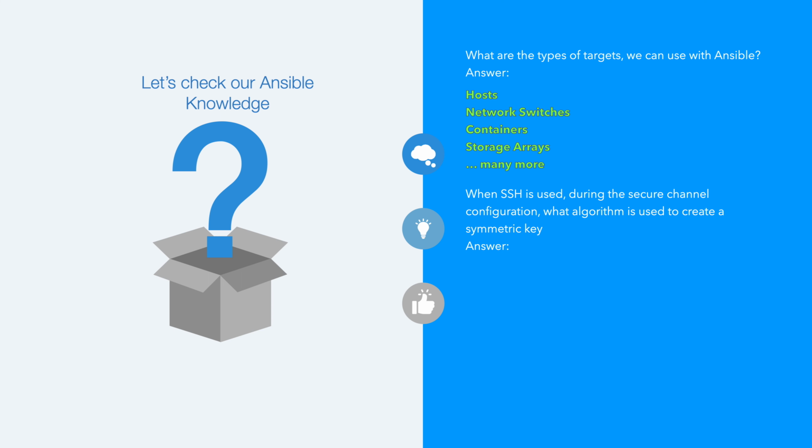Okay, this is a tough one and was referenced slightly in the material. Let's see if you get this. When SSH is used, during the secure channel configuration, what algorithm is used to create a symmetric key? The answer here was Diffie-Hellman, an algorithm from the 1970s that was published by Whitfield Diffie and Martin Hellman. This question was a bit of a wildcard, so if you did get this one, well done. But not the end of the day if you didn't.